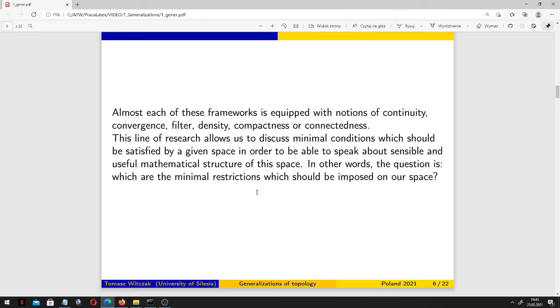Almost each of these frameworks is equipped with notions of continuity, convergence, filter, density, compactness, or connectedness. This line of research allows us to discuss minimal conditions which should be satisfied by a given space in order to be able to speak about a sensible and useful mathematical structure of this space. In other words, the question is, which are the minimal restrictions which should be imposed on our universe?